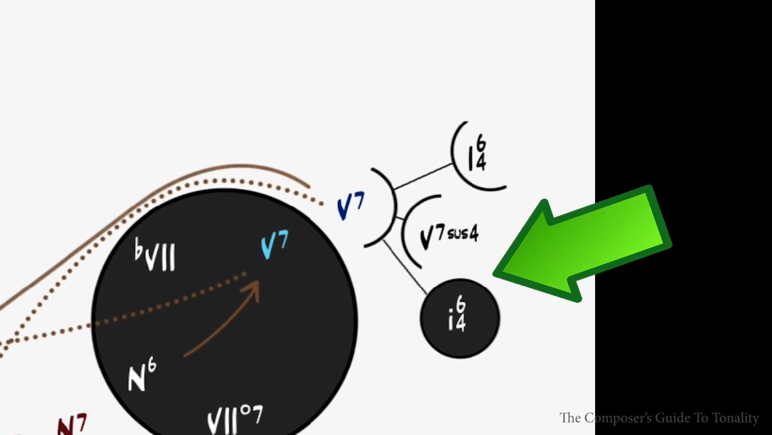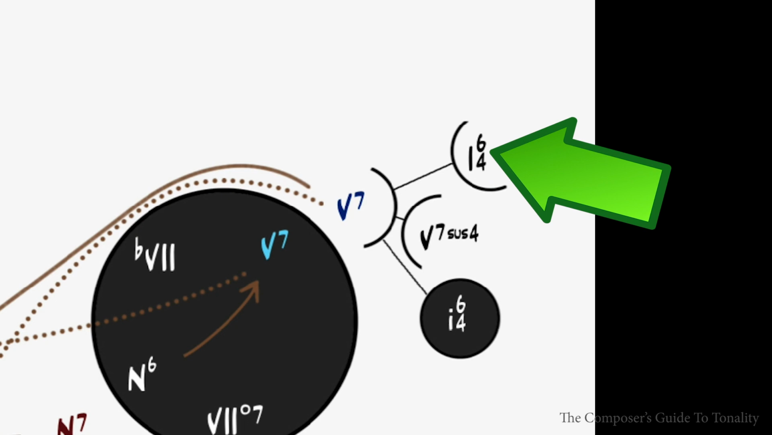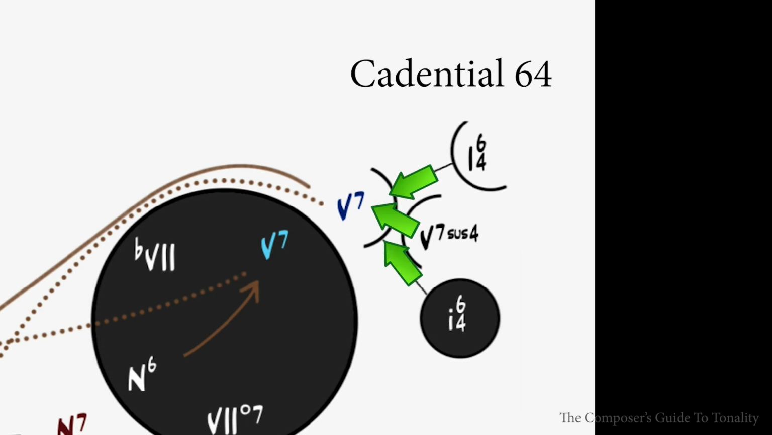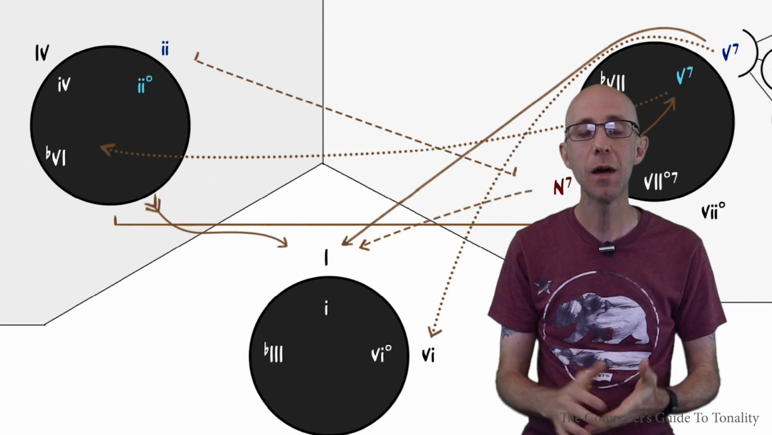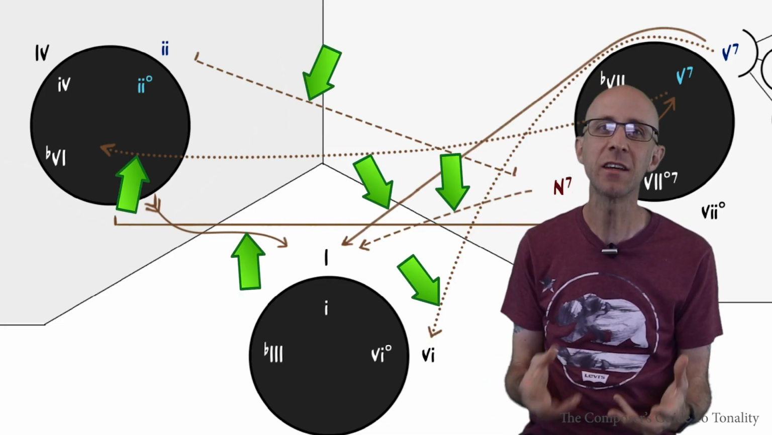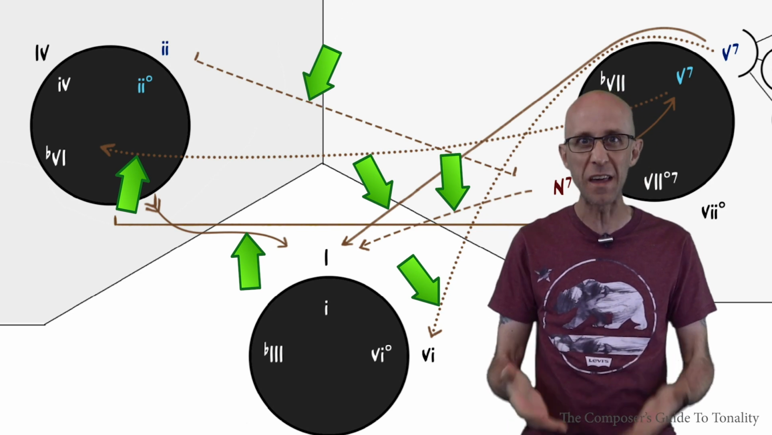This group of chords here, the 1-6-4 in major and the 1-6-4 in minor, are known as cadential 6-4 chords, and they usually precede the 5-7. Same for the 5-7 sus4. The map also shows expected paths or cadences connecting different regions or functions within the map.